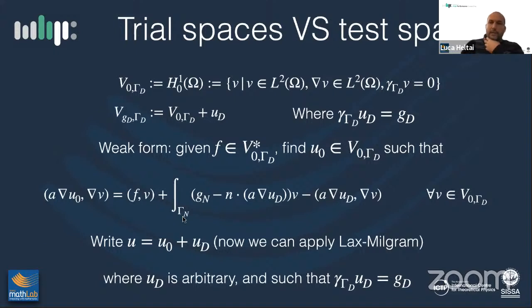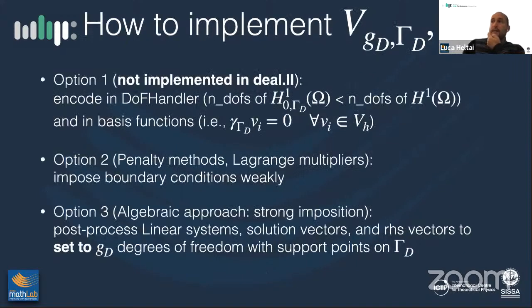And now the main question is, how do you implement the function space V0 gamma D and the translation UD? So how do you actually write these things in terms of the numerical implementation in deal.II? So option number one, not implemented in the library, would be to encode this directly in the DoF handler. So you set the DoF handler for this space, V0 gamma D, for example, to be actually smaller. So you don't include the degrees of freedom which are on the boundary, and you force the trace on the boundary gamma D of the test functions, and the global basis functions, to be equal to 0.